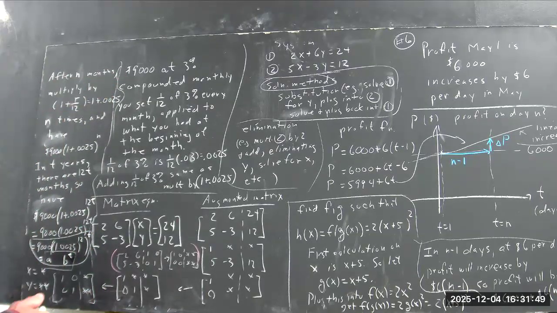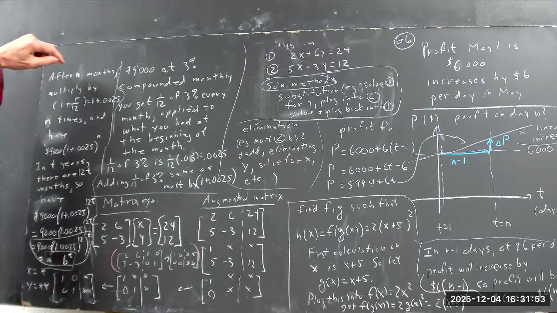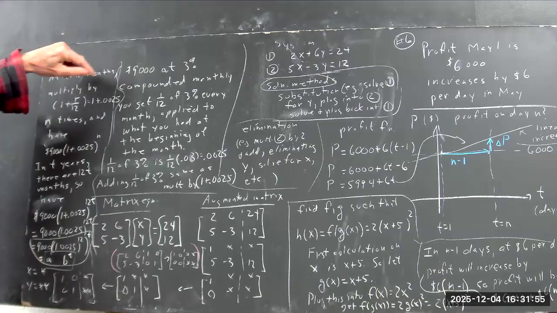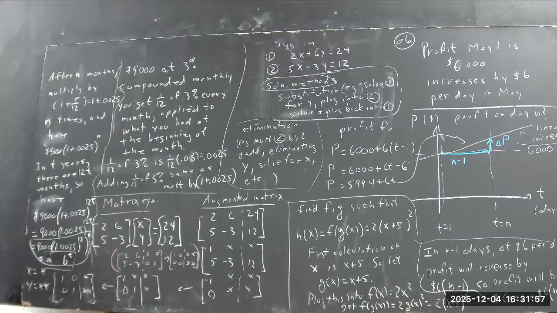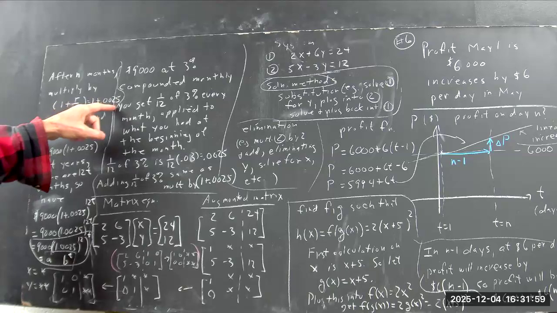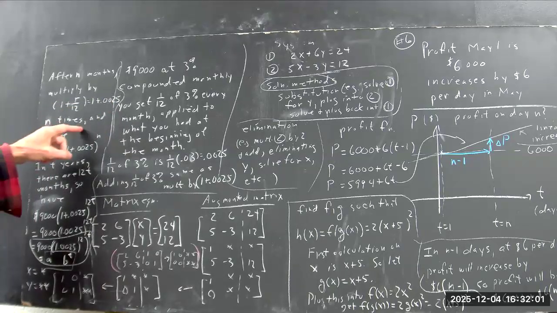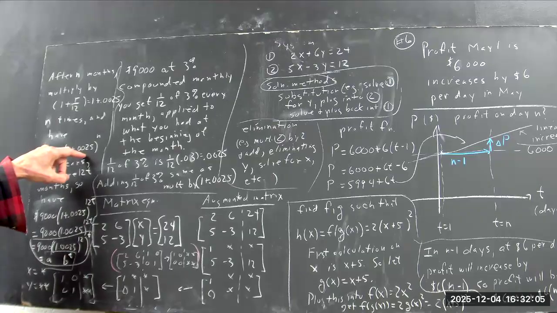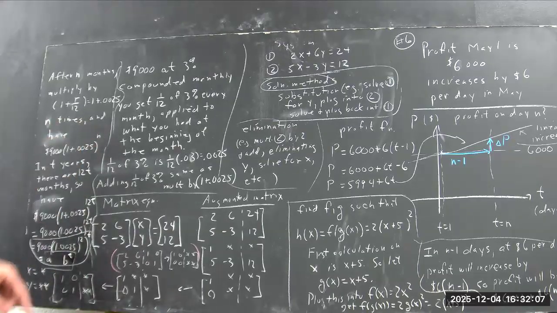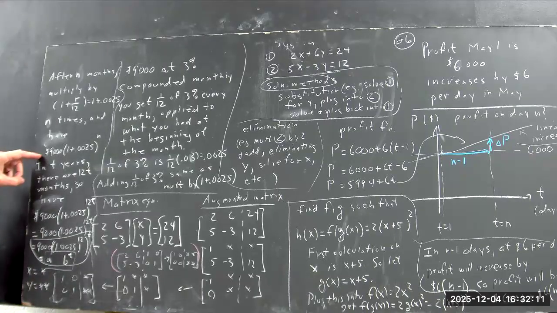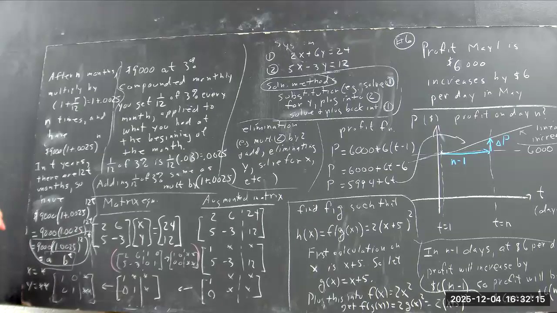I want you to try to understand that. That's the principle of compound interest. Okay. Now, after n months, you will have multiplied by that 1 plus 0.0025 n times. And you have $9,000 times 1 plus 0.0025 raised to the nth power. We did this in detail in class. You might want to review it.